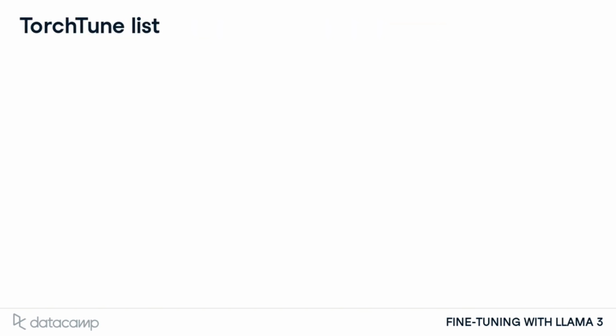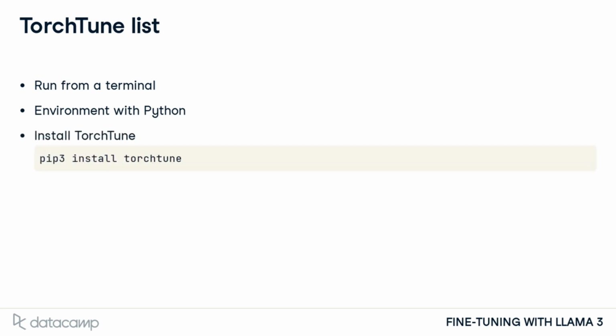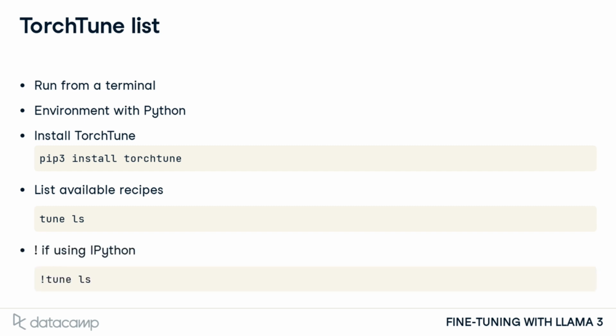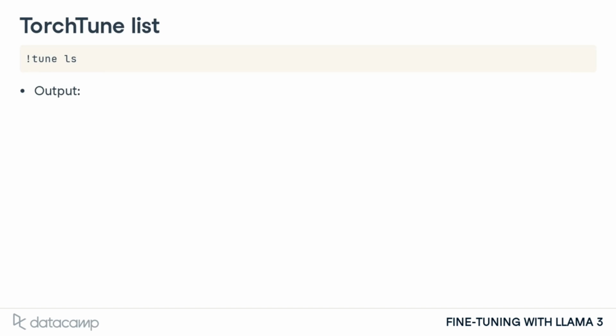Now, let's go over a basic example of configuring a fine-tuning loop using TorchTune. TorchTune scripts can be run from a terminal or command prompt in an environment where Python and TorchTune are installed. We can install TorchTune using pip install. With TorchTune installed, we can now list available recipes with tune ls. If you're using an IPython shell, the command will have an exclamation mark in the front.